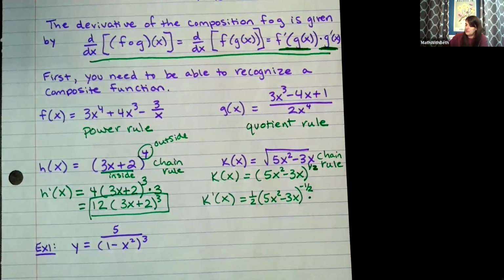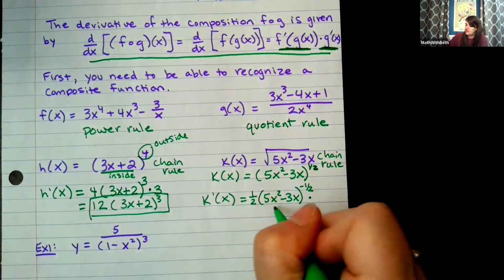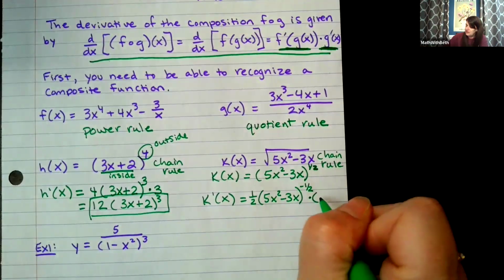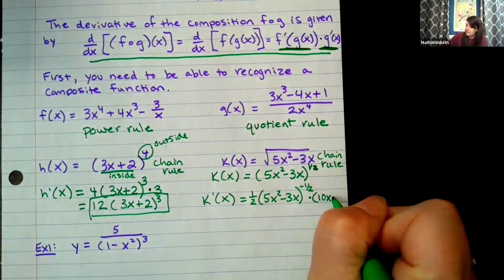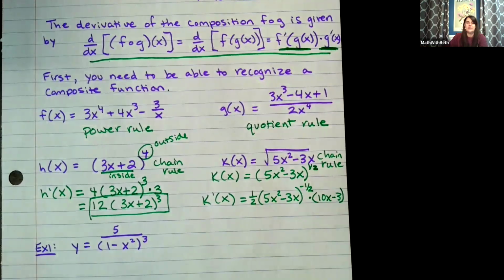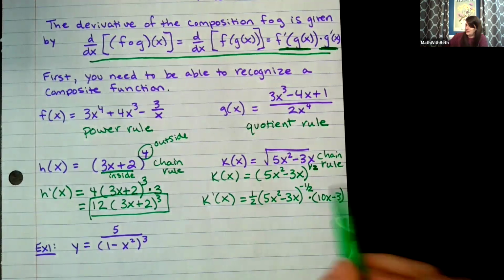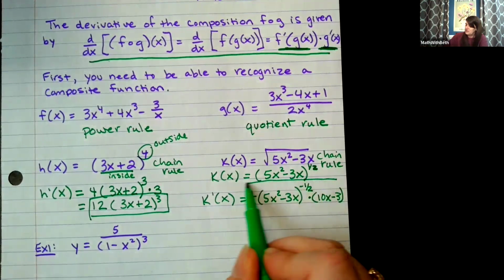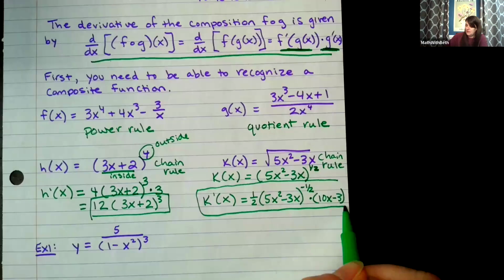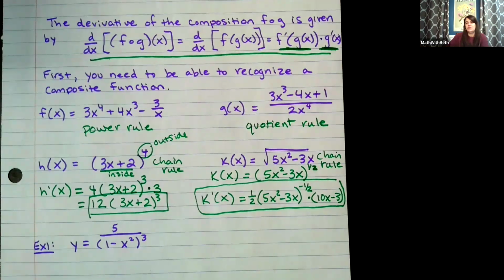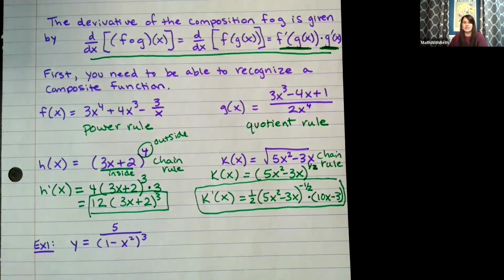Now I need to multiply by the derivative of the inside part, which would be 10x minus 3. Again, there's not too much you could do other than maybe multiplying the 1/2 times all of this, but it's not going to be that pretty. So I'm just going to stop there. If your instructor wants you to go further than that, you can now go further than that. But this is the chain rule. So let's look at the next one.